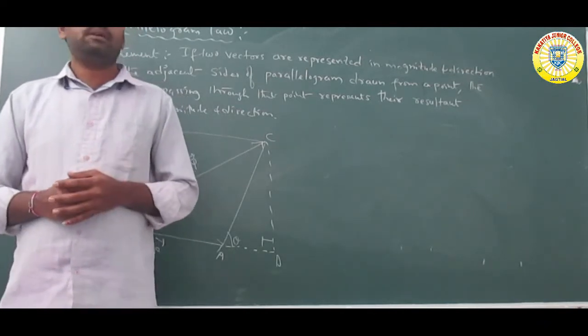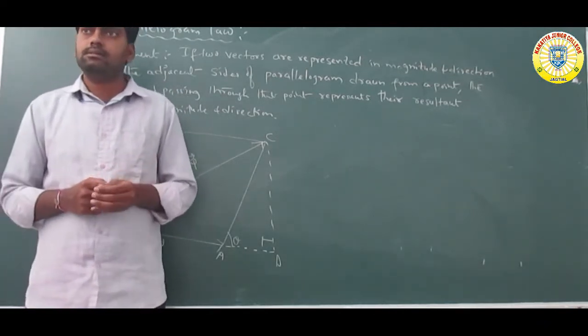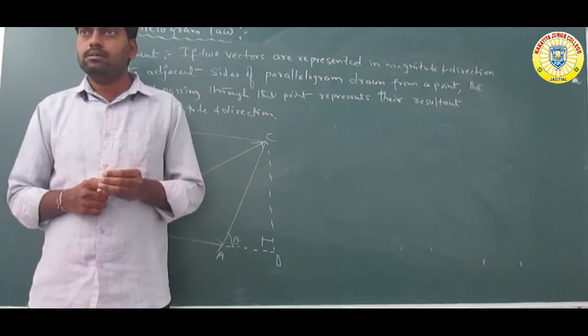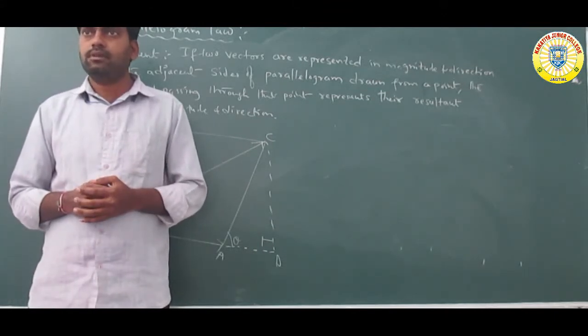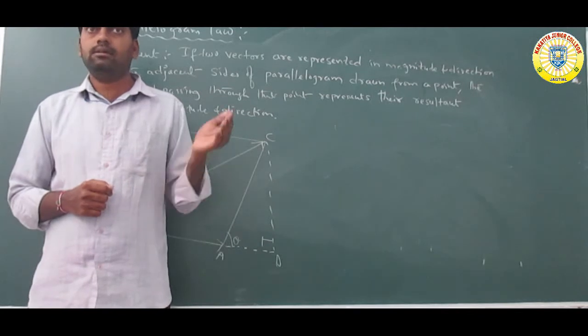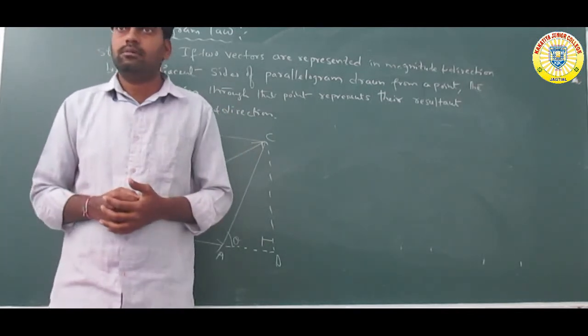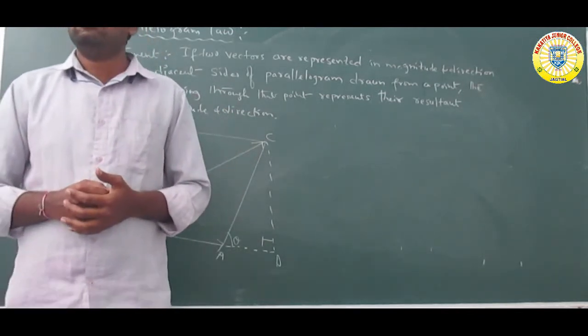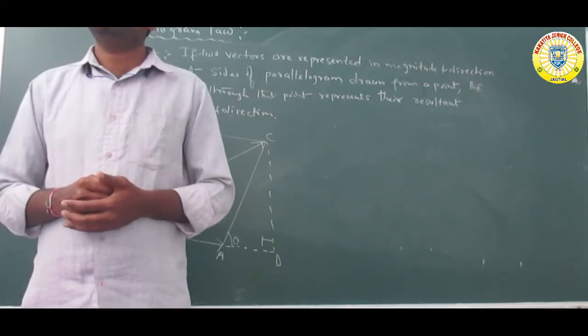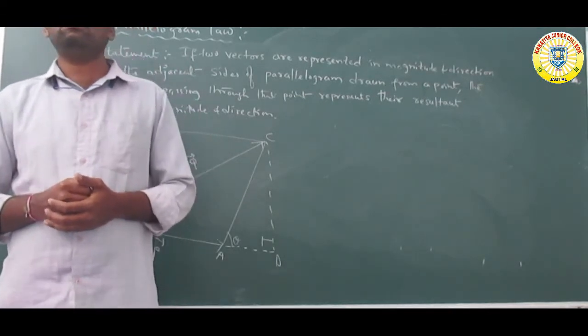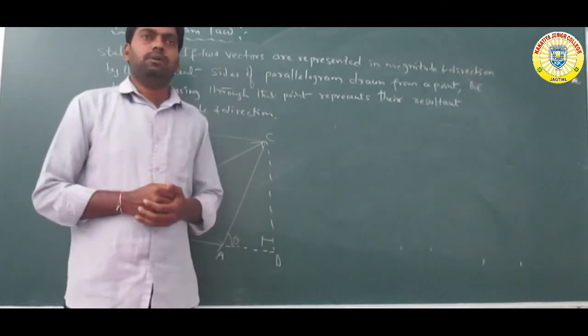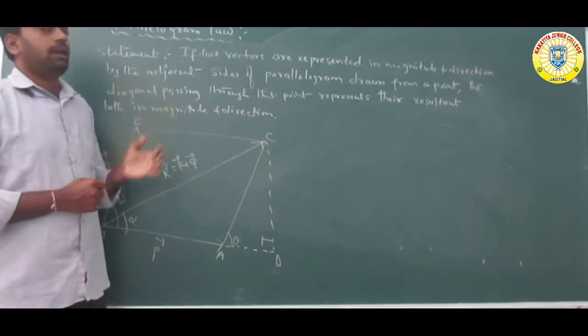So what is a vector? A vector means something having direction and magnitude, such as displacement. Okay, having both direction and magnitude is called a vector. Now here, given the parallelogram law.